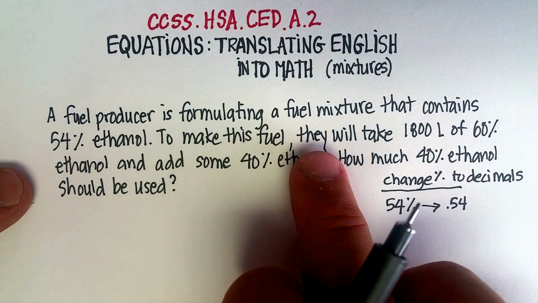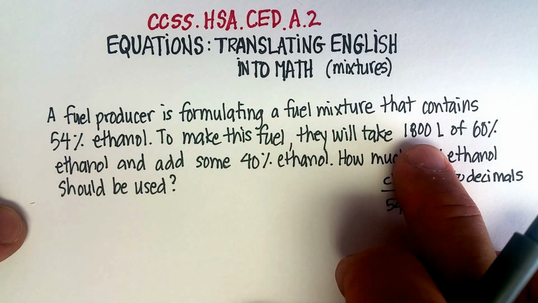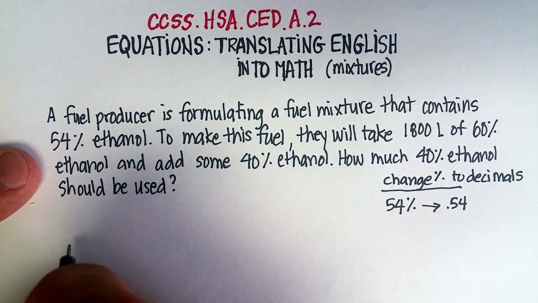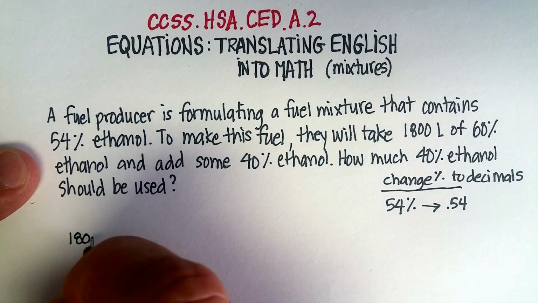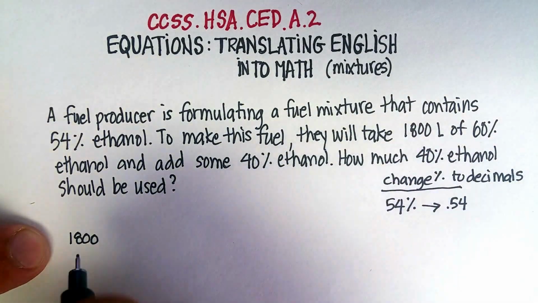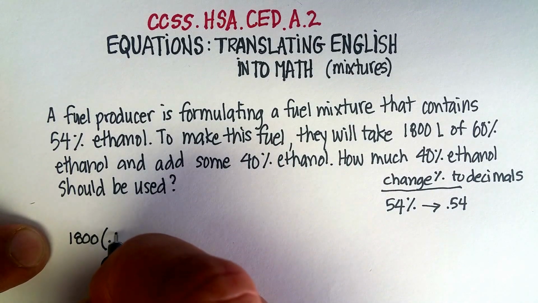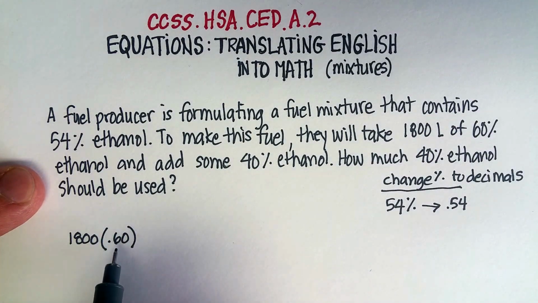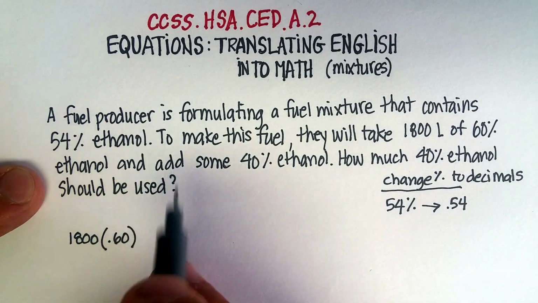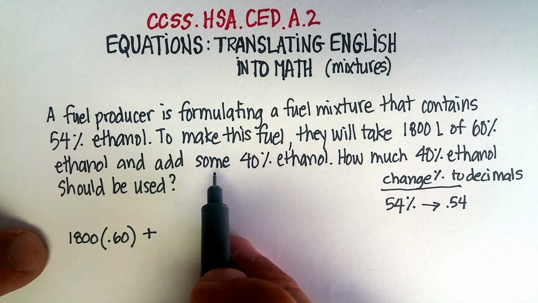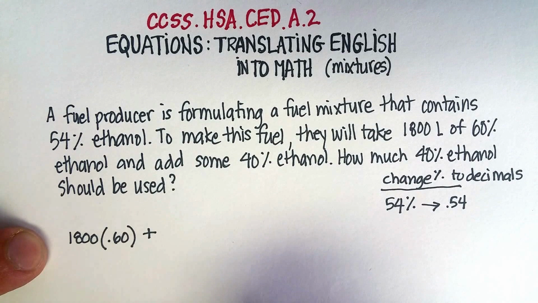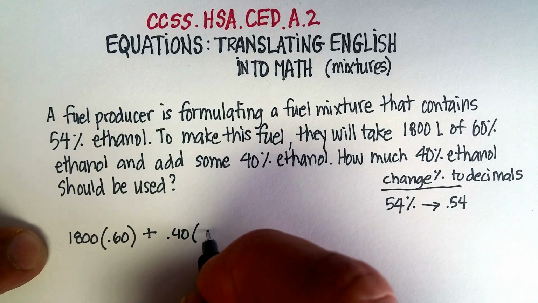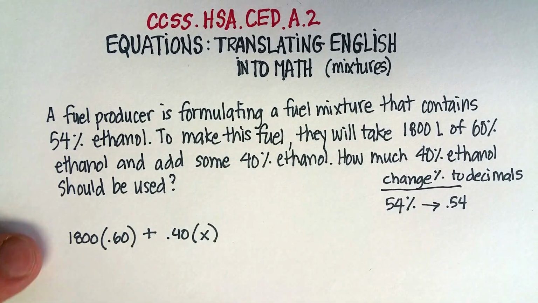Now, in order to make this fuel, they're going to take 1,800 liters of 60% ethanol. Now, how would I translate that? I would basically say 1,800 liters, and remember the word of is like saying multiplication, so of 0.60 ethanol. Okay, because remember you're going to take 60% and change it to a decimal. And add, that's easy enough, some, so we don't know, 40% ethanol. So again, 0.40, and again, we don't know how much the quantity there is going to be.